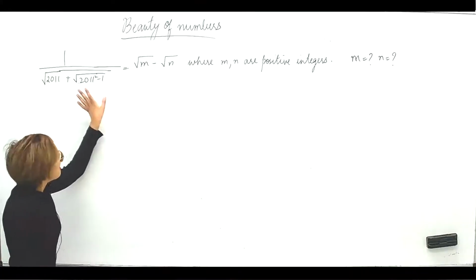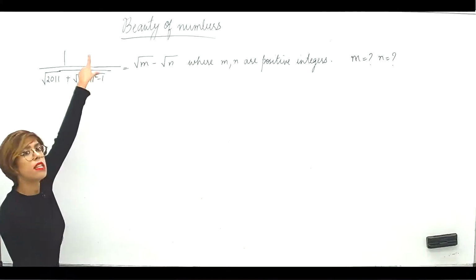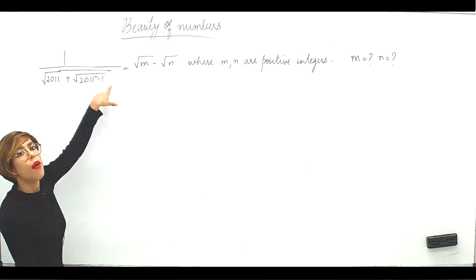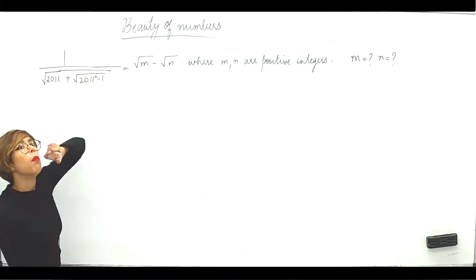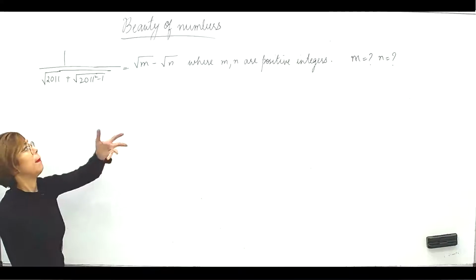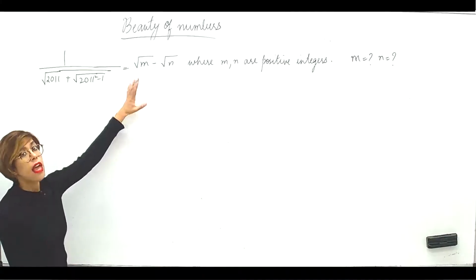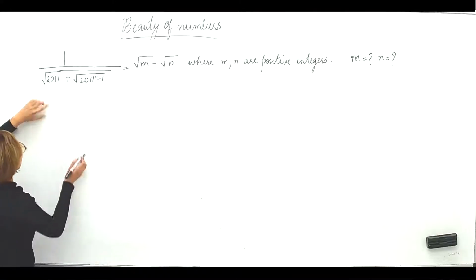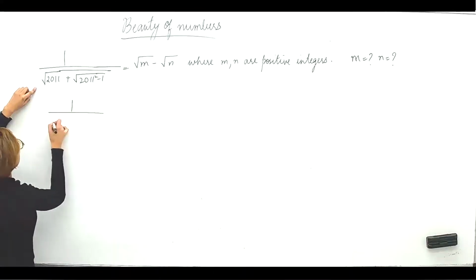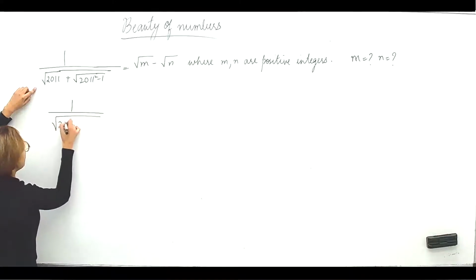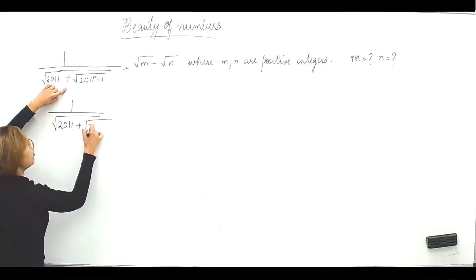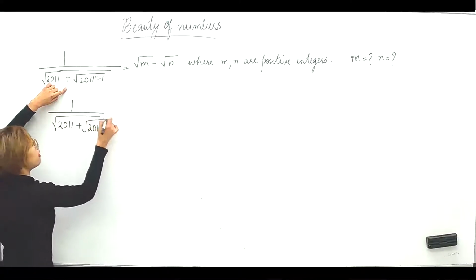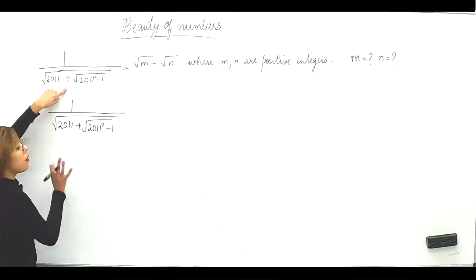Right? So basically, if I rationalize the denominator, maybe I can equate the two. Clear-cut indication is there. Let me rationalize the left-hand side. So let's try to do that. So left-hand side is 1 by square root of 2011 plus square root of 2011 square minus 1. Right? Now rationalize करना है.